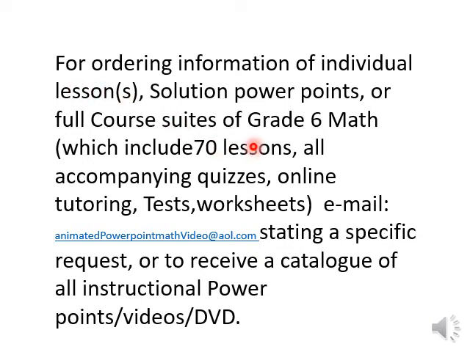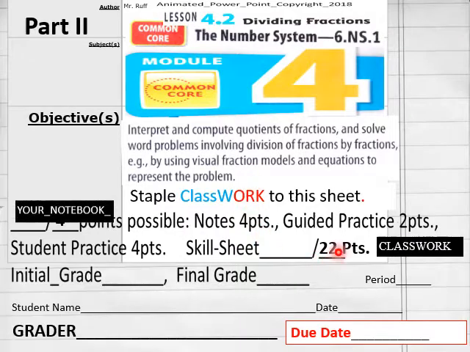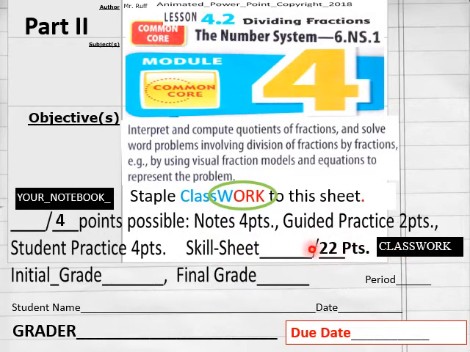Hello everybody, getting ready to do 4.2 part 2 today, classwork for grade 6 math. On your classwork sheet, you've got 22 points, and you'll have 4 points going to your notebook or your notebook guide. Have that ready to go, students. And we're going to be dividing fractions.